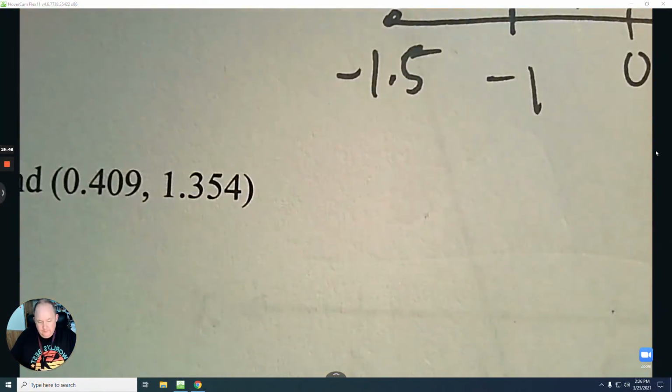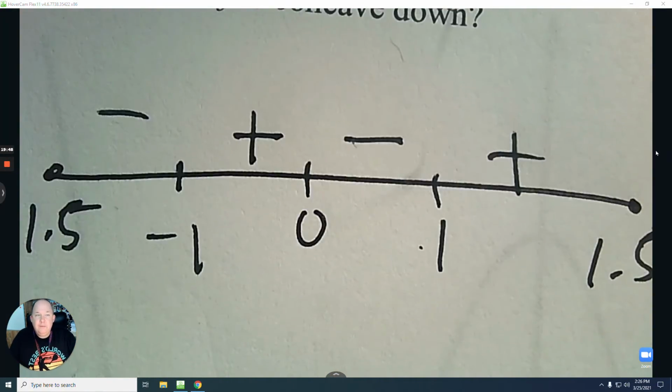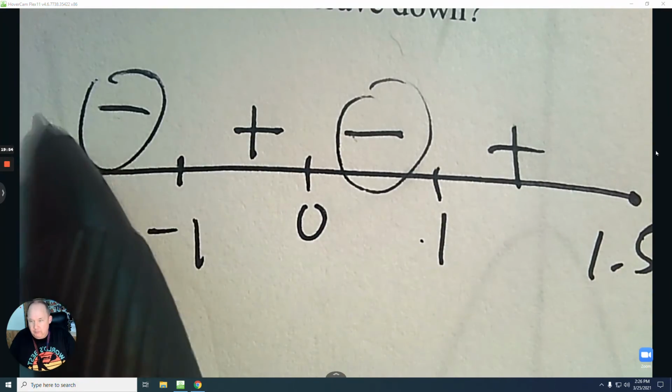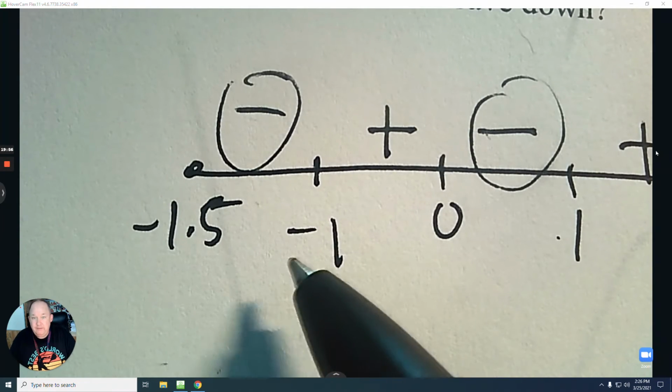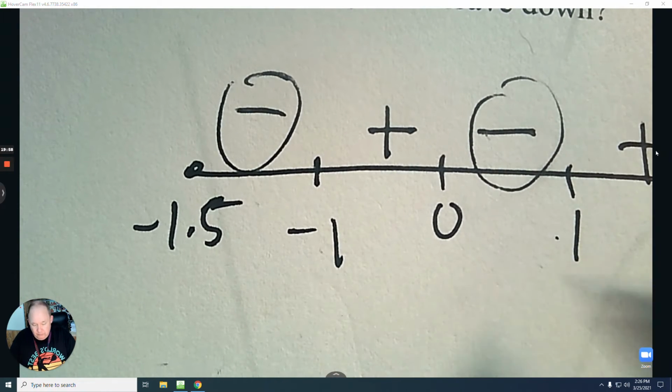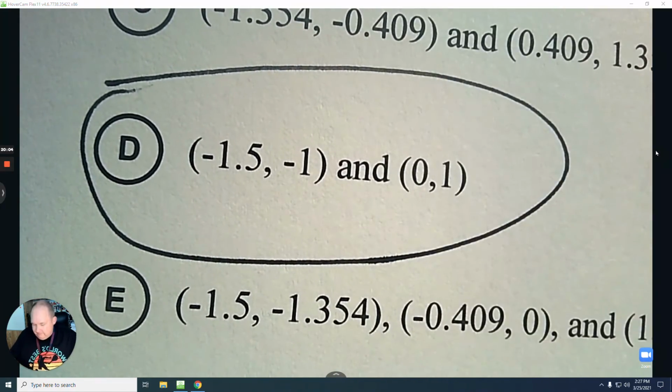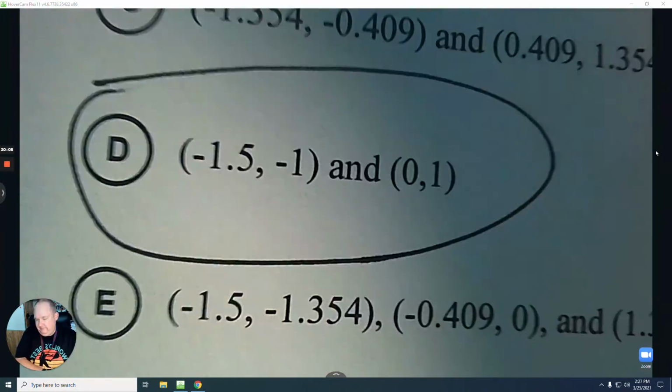All right. So now that we have that, where is it concave down? So it's concave down from -1.5 to -1, and from 0 to 1. So the answer to that is D.